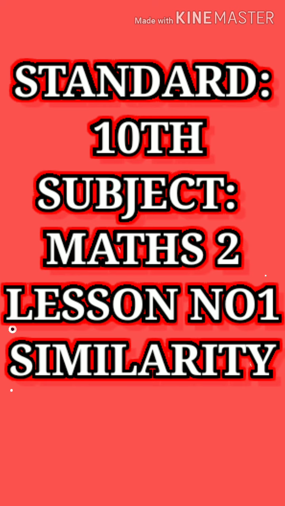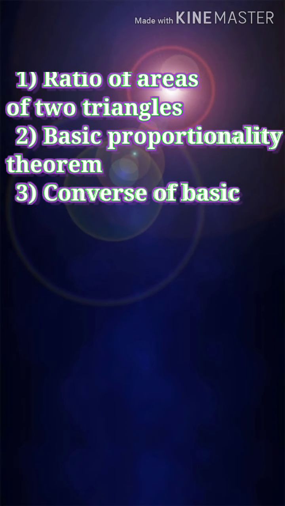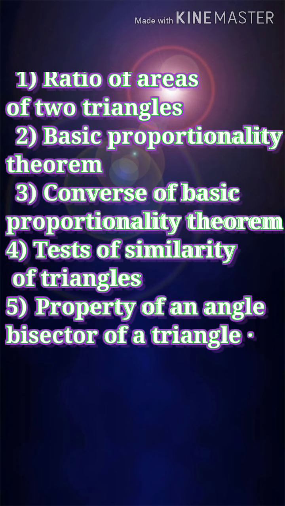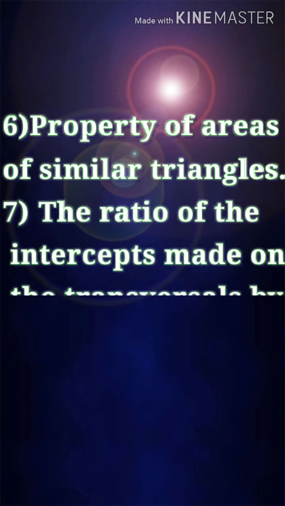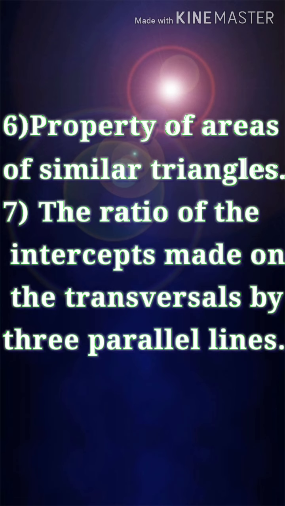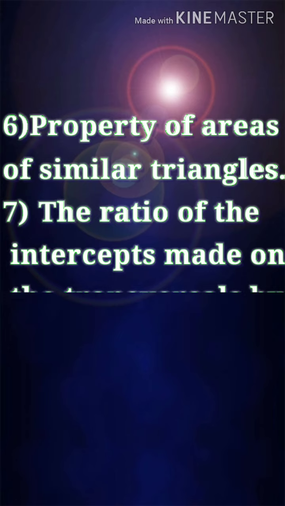In similarity we have to study ratio of areas of two triangles, basic proportionality theorem, converse of basic proportionality theorem, test of similarity of triangles, properties of an angle bisector of a triangle. Also we have to study the remaining points: property of areas of similar triangles, and the ratio of the intercepts made on the transversals by three parallel lines. All these 7 points we have to study in our similarity lesson. So let's start one by one.